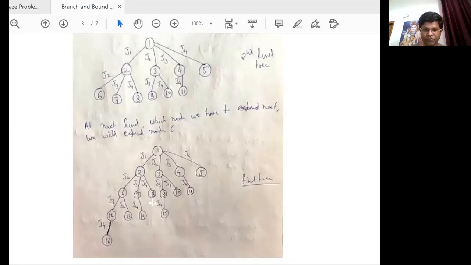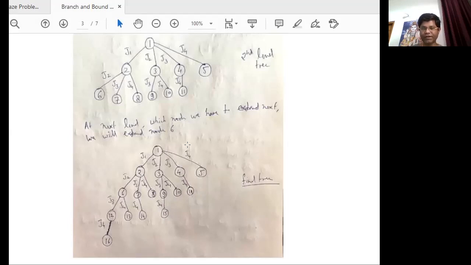Again move to the next node, node 9. Since node 9 had job J3, only one job is left, job J4. So expand this node, labeled as 15, and the job is J4. Again when we move to node 10, node 10 already had job J4, so there is no need to expand since J4 is the last job. Again move to node 11. Since node 11 had job J4, there is no need to expand since J4 is the last job.